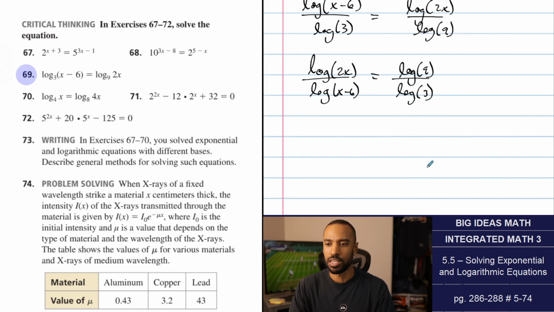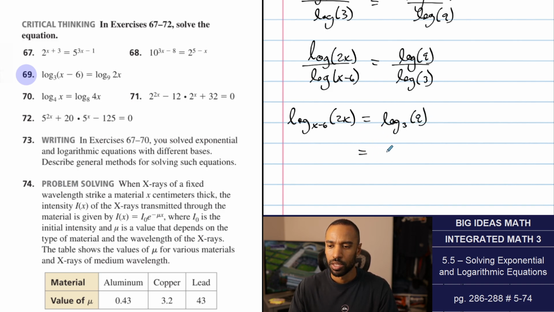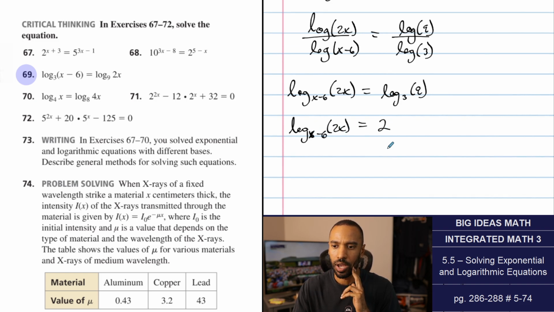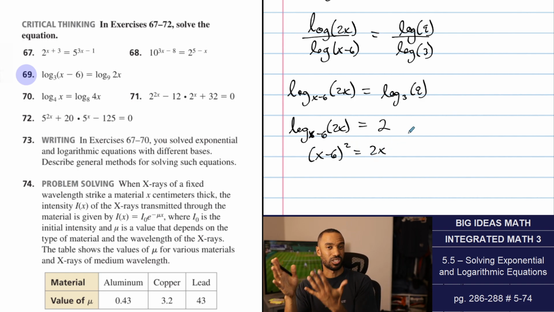If you think of these in terms of converting to that log form, you can do log base x minus 6 of 2x equals log base 3 of 9. Now log base 3 of 9 is 2. That's why I wanted to go this way. So this might work out. So log base x minus 6 of 2x equals 2. And now rewriting in exponential form, that's x minus 6 squared equals 2x. Now I can at least solve that.